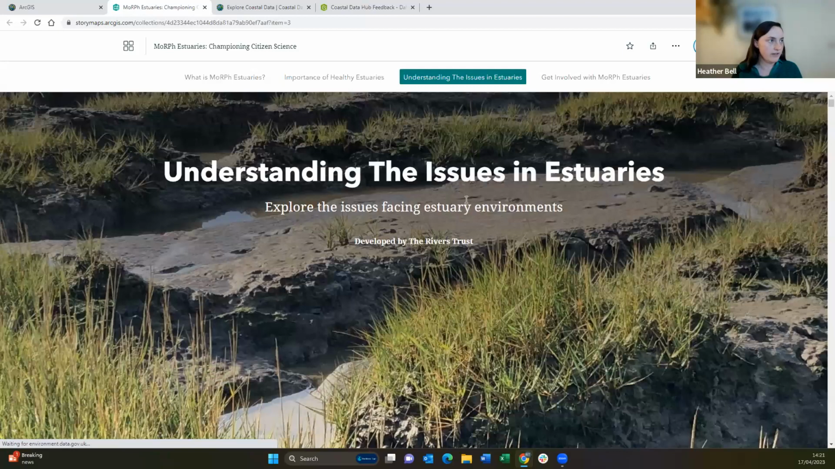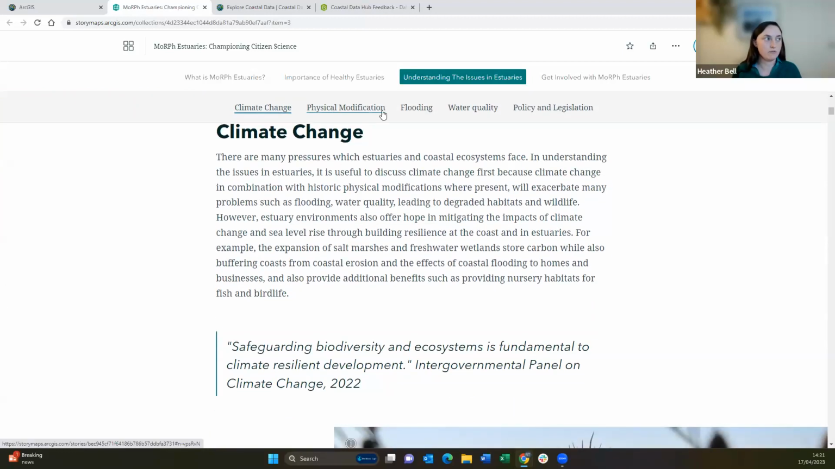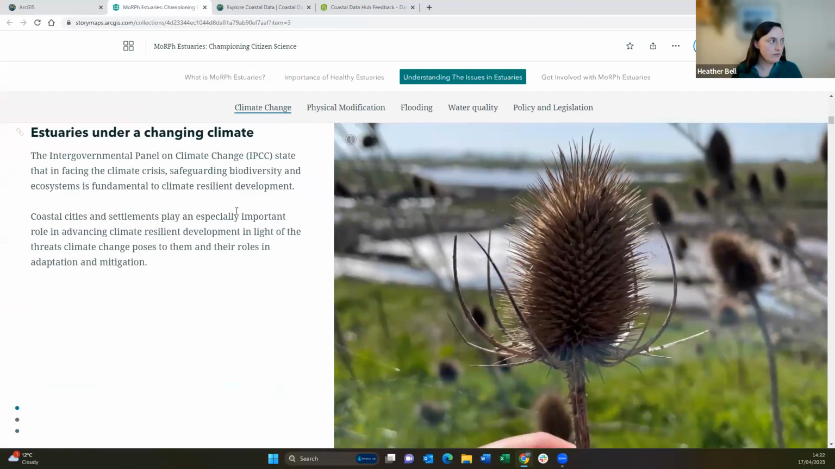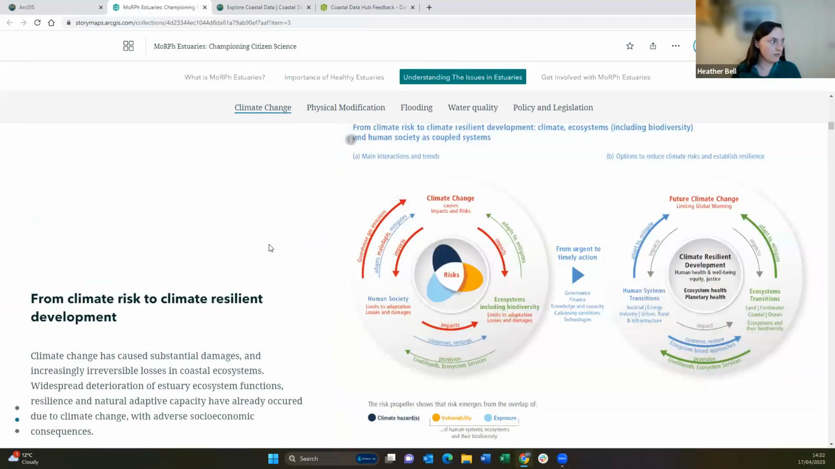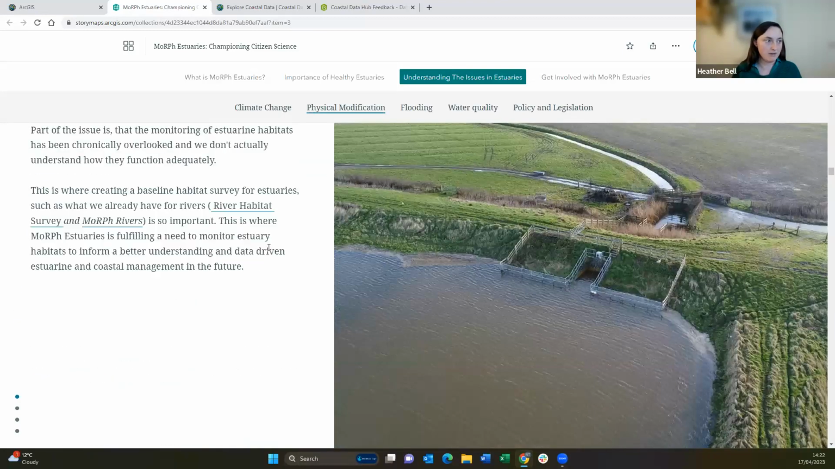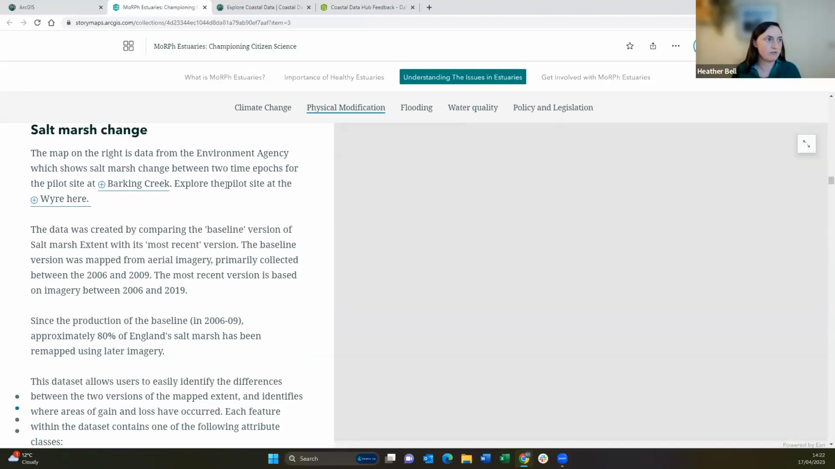And also the next section is talking about understanding the issues in estuaries. So we have climate change, physical modification, flooding, water quality and policy legislation. So in this section, you can also read everything about the climate change risks here, but also as you go through, there's map layers that you can switch on and off. For example, here to look at salt marsh change. I don't think it's going to load with this internet. Okay.